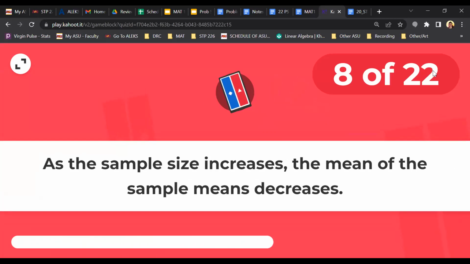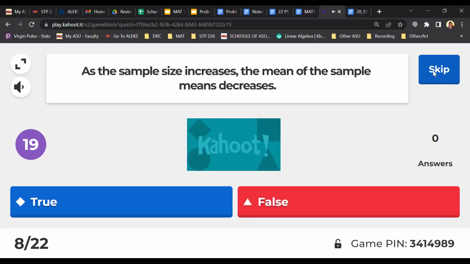As the sample size increases, the mean of the sample means decreases. True or false?